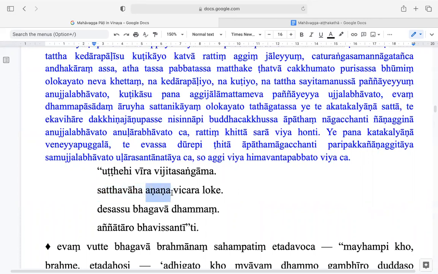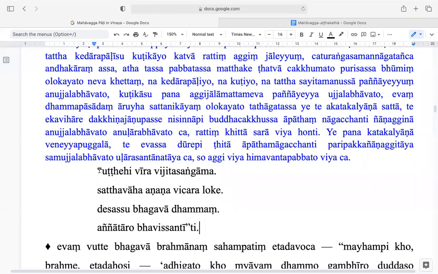Anana: Ana means Ina, and Ina means debt. So na ina becomes Anana, debtlessness, a debtless person. So, leader of merchants and debtless one. Vichara means go around in the world, wander or roam about in the world. And Desasu Bhagava Dhamma: may the Blessed One preach the Dhamma. Inya Taro Bhawai Sandi: there will be enlightened ones, there will be an understander or knower.